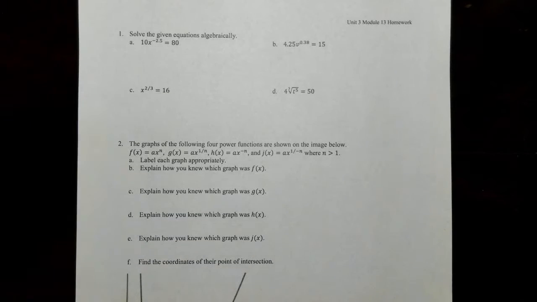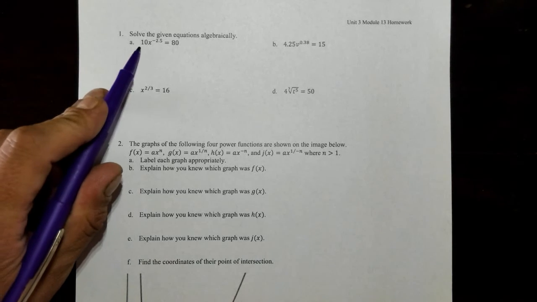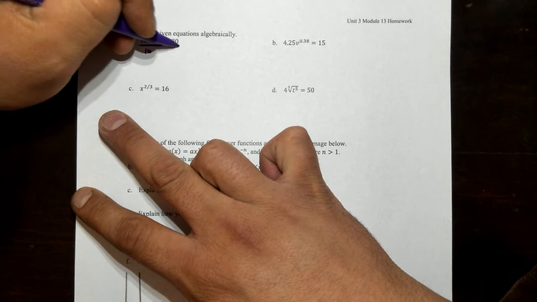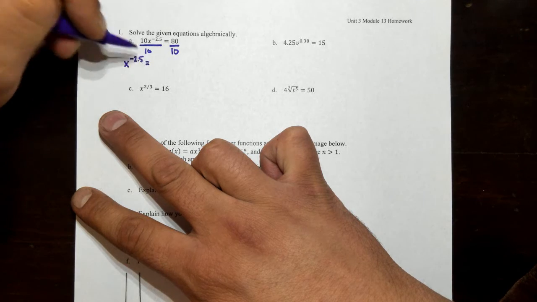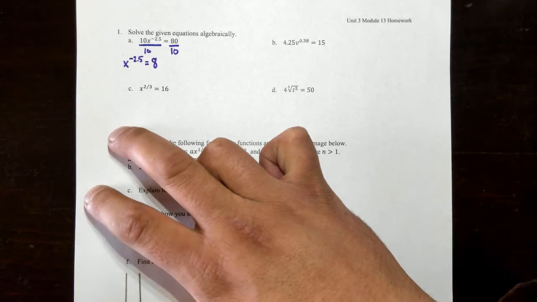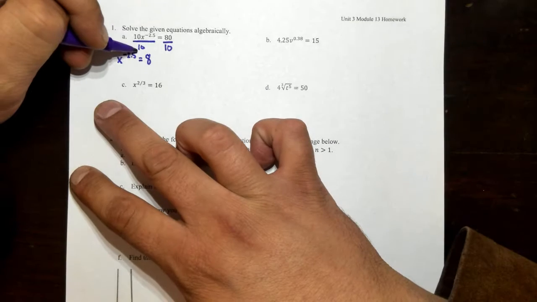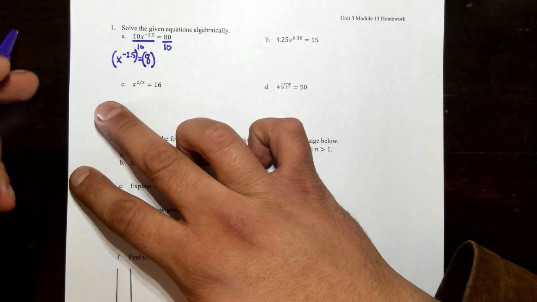So let's take a look at A. So we have 10x to the negative 2.5 power equals 80. So first what we want to do is get our variable by itself. And notice it has a coefficient right now. So let's go ahead and divide both sides by 10. And that's going to give us x to the negative 2.5 power is equal to 8. Now from here we want to make the power 1. And so to do that we're going to raise both sides to the 1 over negative 2.5 power.